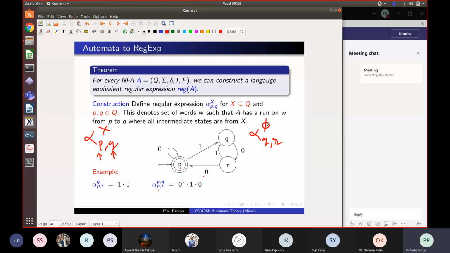So you cannot have any intermediate state. What can I have? I can have a run which starts in Q, does something, and ends up in R. I cannot have any intermediate state because the set of intermediate states is phi. So the only such run going from Q to R is 0. So this pattern will be just a single letter 0. Do you see how alpha QR with X equal to the empty set will be 0? Because the only runs which start in Q and end up in R and pass through no intermediate state go directly from Q to R. So this is equal to 0.